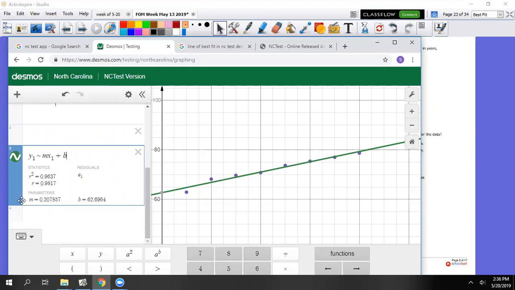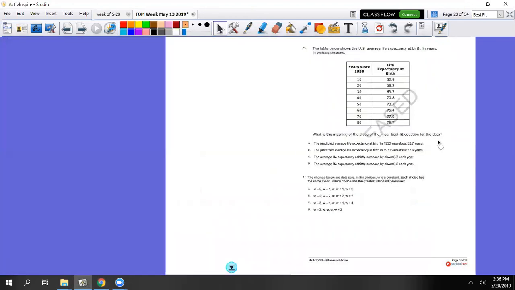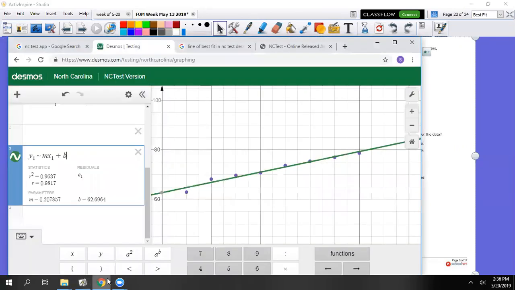Okay. So according to this, our slope is going to be 0.207857, and our initial value is 62.6964. Okay. So it says what's the meaning of the slope of the linear best fit equation for the data. So really I'm looking for the M value.